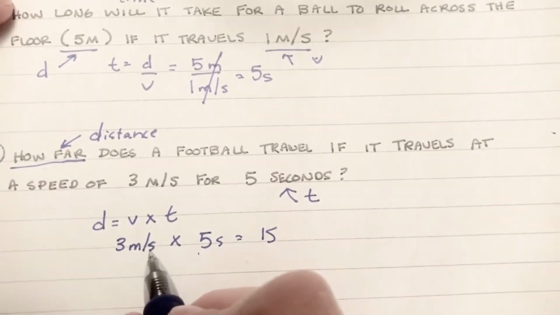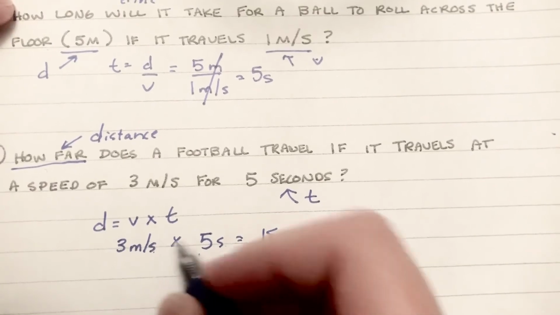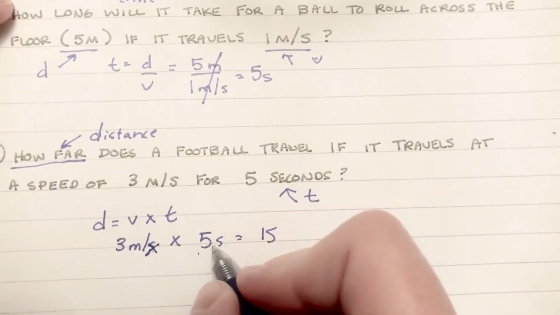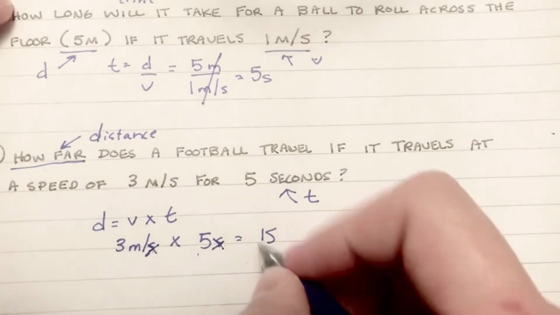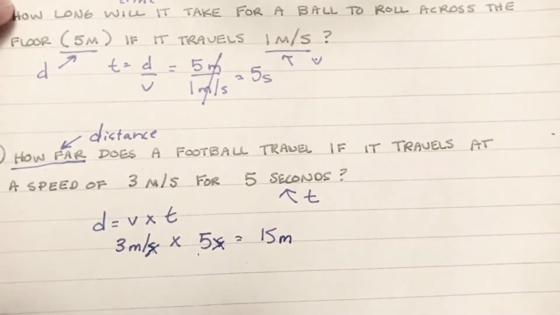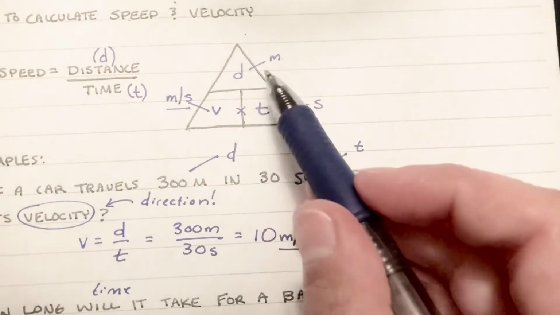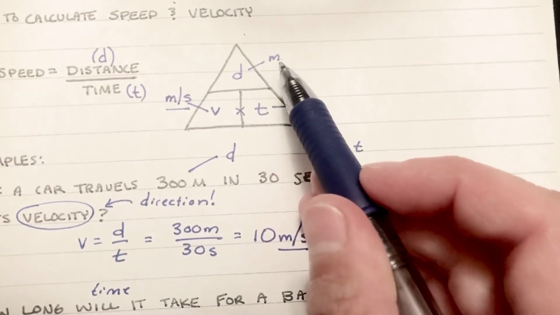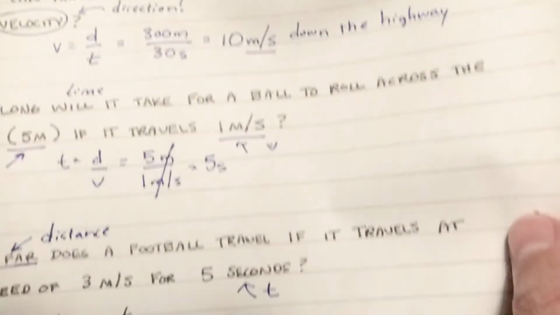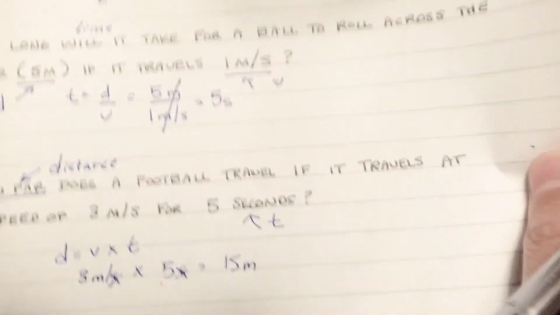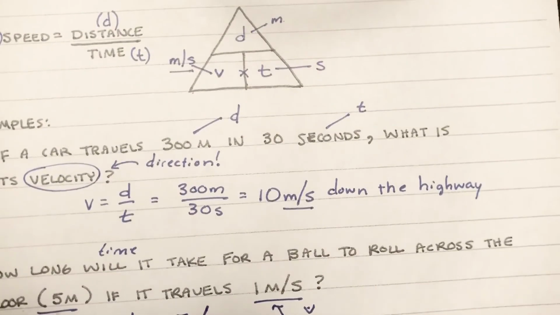And if you notice, we have seconds here and seconds here. So these seconds are basically going to cancel out, and it leaves us with just meters. And that makes sense because we're solving for distance. And if you go up here to the triangle, our units for distance, we're always going to have meters on the end. So those are the 3 example problems, 1 for velocity, 1 for time, and 1 for distance.